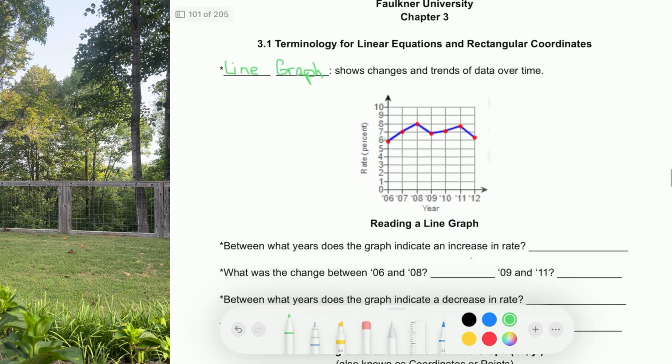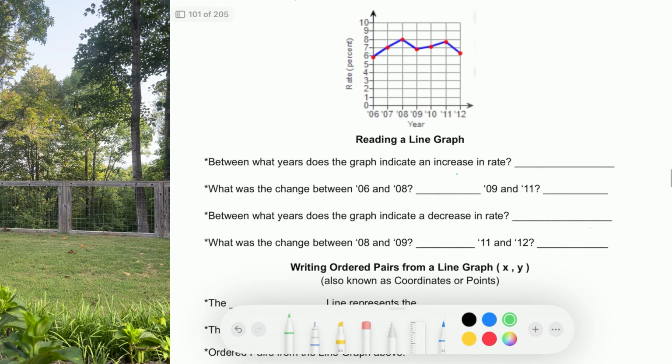So let's look at an example and answer some questions from this line graph here. You'll notice on the vertical side, we have the rate, the percent. Okay, so this is the data that was collected. And then on the horizontal line, we have the years. This is the time that this data was collected over. Now we have questions about this particular graph.